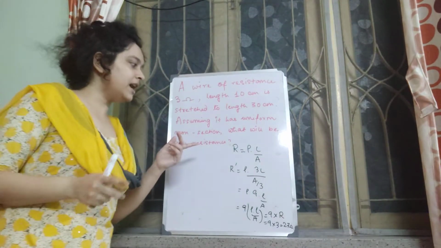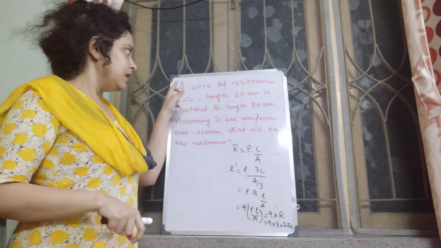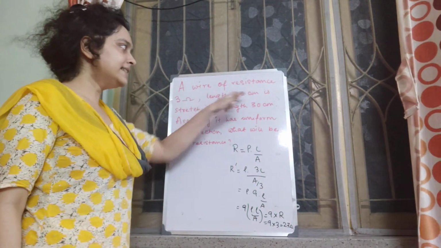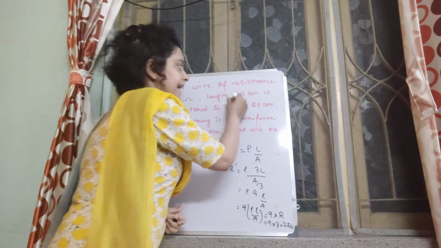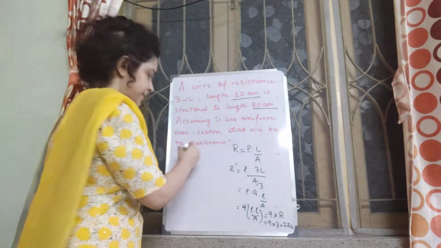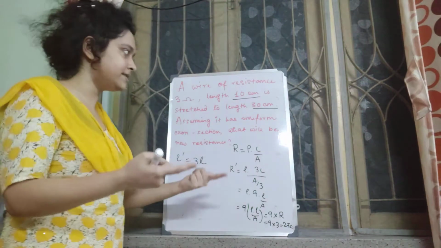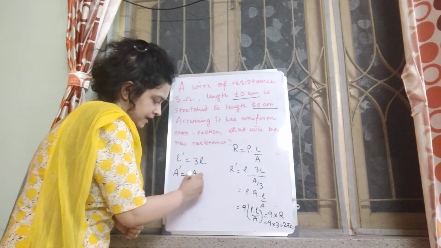So the previous one we have done when the wire was stretched to double its length. Now a wire of resistance 3 ohm, length 10 centimeter, is stretched to length 30 centimeter. So 10 to 30, that means length was tripled. L prime is 3L. The new length is now tripled. What will be the area of cross section now? A by 3.